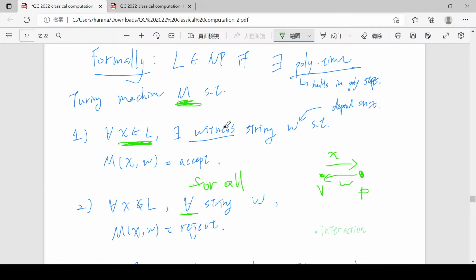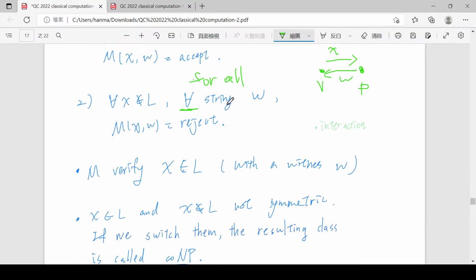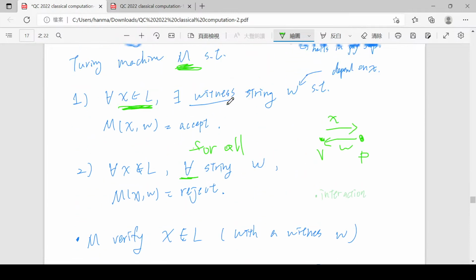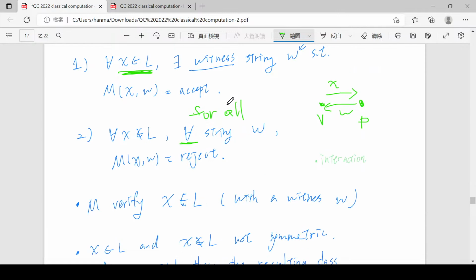Okay. And so anyway, some things about this NP class.